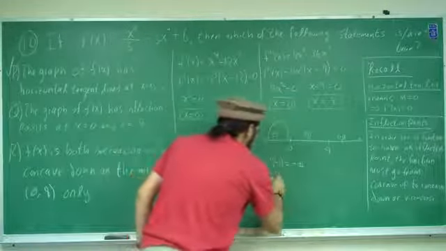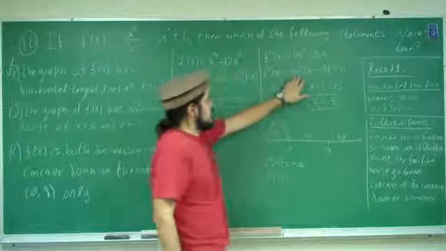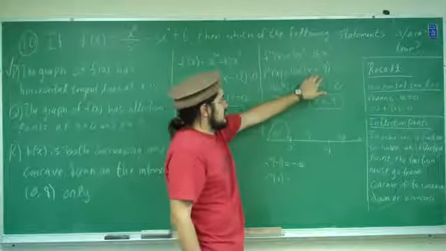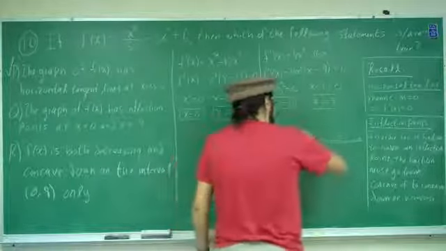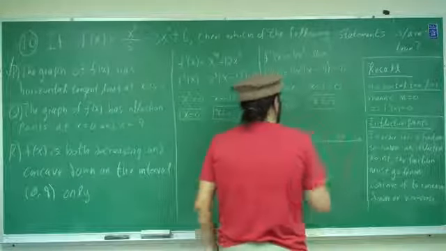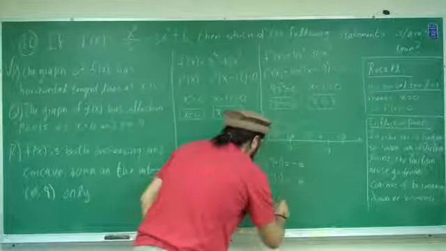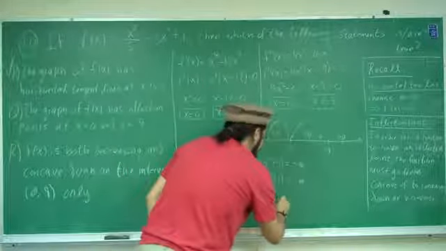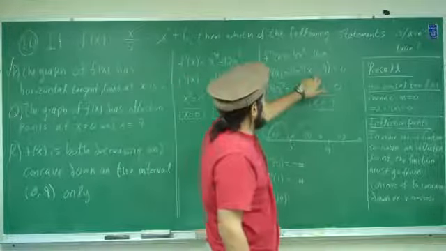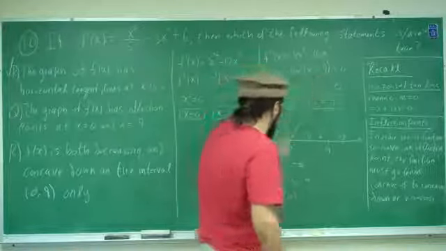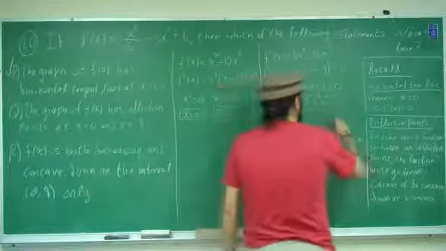Now, f double prime of 1, what's that? Plug in 1 in here, you get positive, and then here you get negative, so negative times a positive is a negative number. So that means you have concave down from 0 to 9. And now f double prime of 10. 10 minus 9 is a positive 1, and that's positive, so positive times positive is a positive number. That means it's opening up.